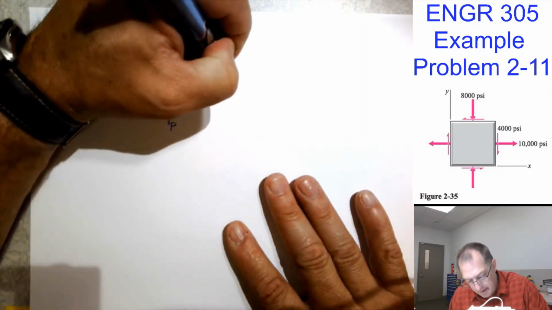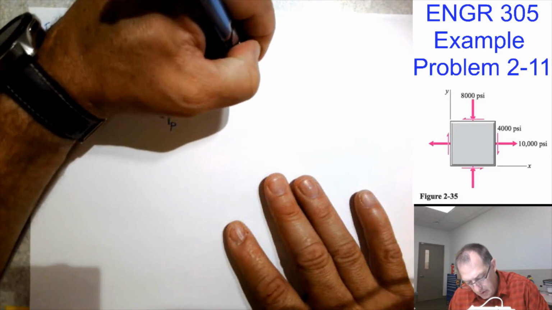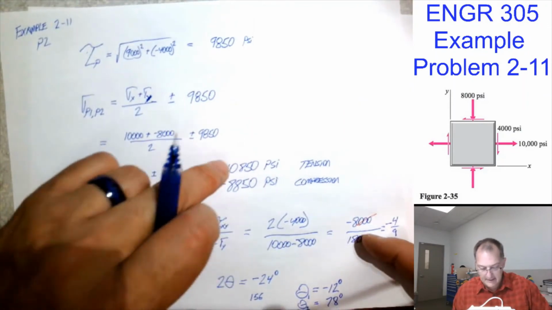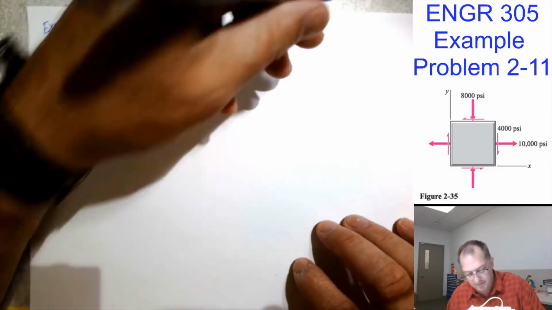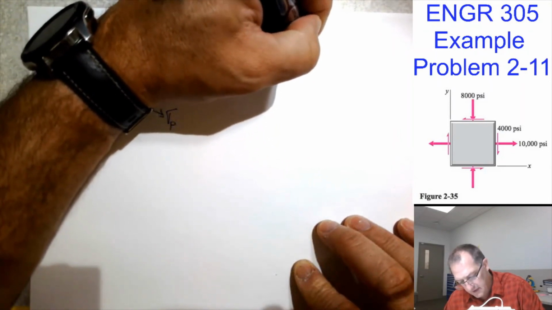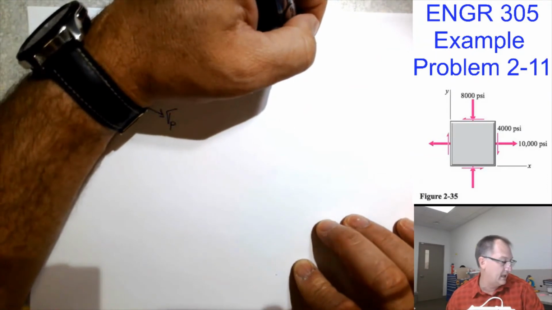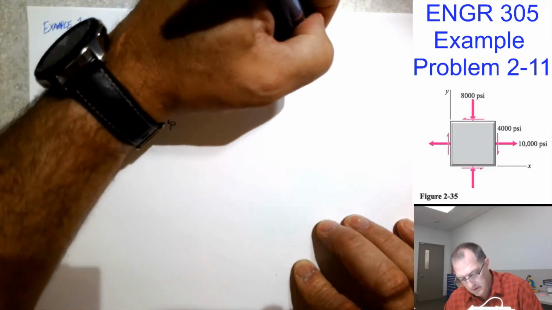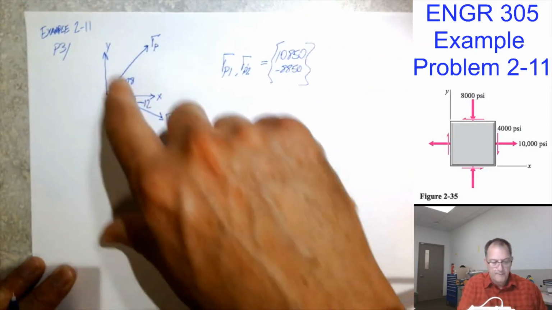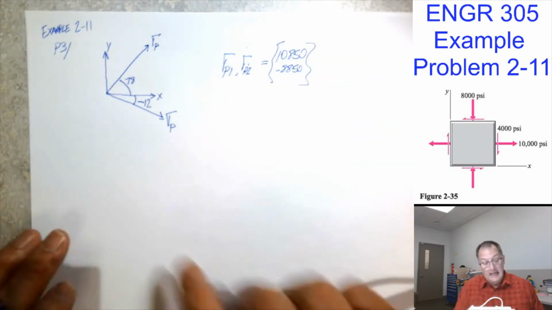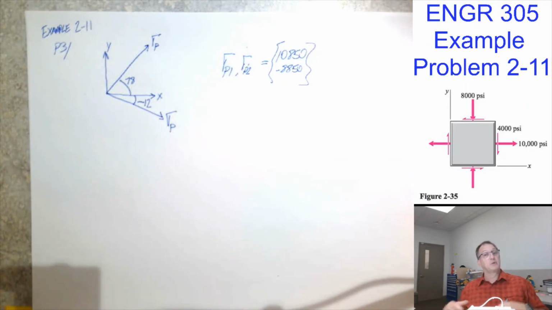I know that sigma P1 and sigma P2 are, and I've got to look back at my numbers, 10,850 and negative 8,850. It's one of those two values, but I don't know which one. I've got a really good guess, but I've been doing these problems a while. And at the end of the chapter, when we do Mohr's circle, you might have a really good guess for this too.